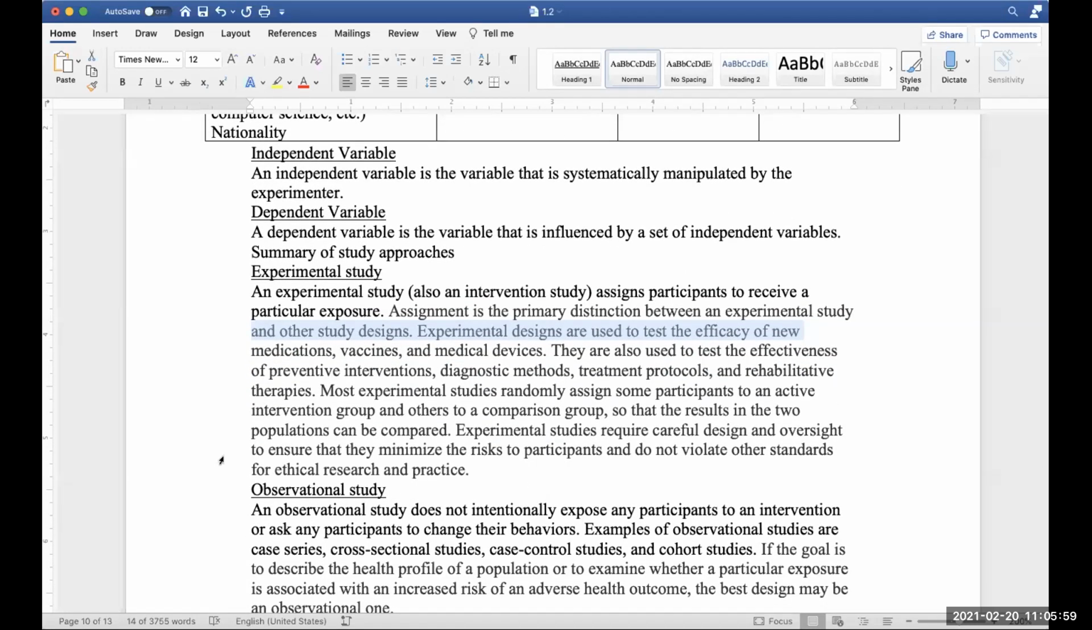Experimental designs are used to test the efficacy of new, let's say, medications, vaccines, medical devices. They are also used to test the effectiveness of preventative interventions, diagnostic methods, treatments, protocols, rehabilitation therapies. Most experimental studies randomly assign some participants to an active intervention group and others to a comparison group, so that the results in the two populations can be compared. Experimental studies require careful design and oversight to ensure that they minimize the risk to participants and do not violate other standards for ethical research and practice.